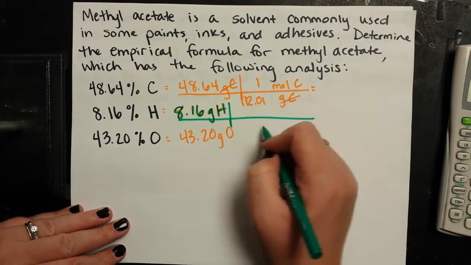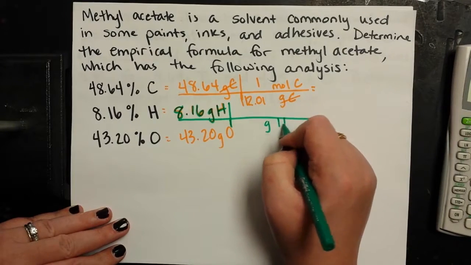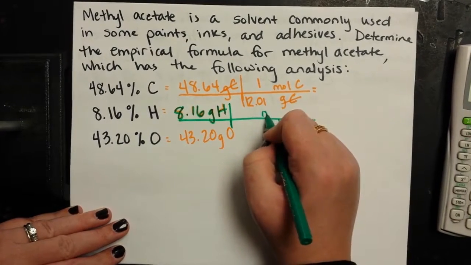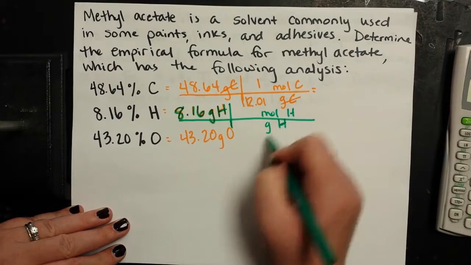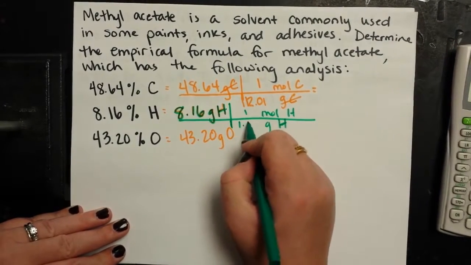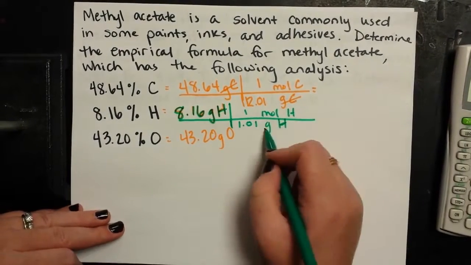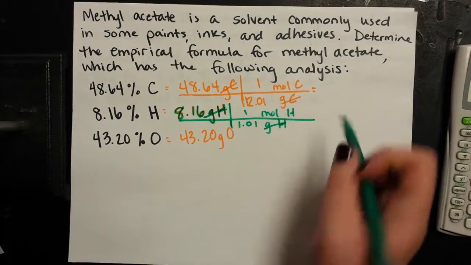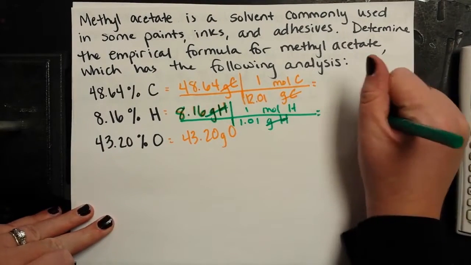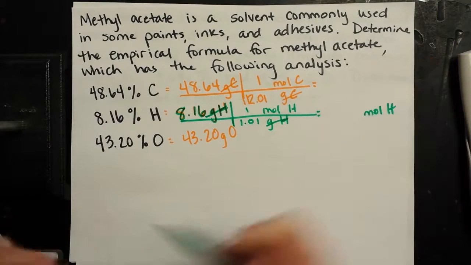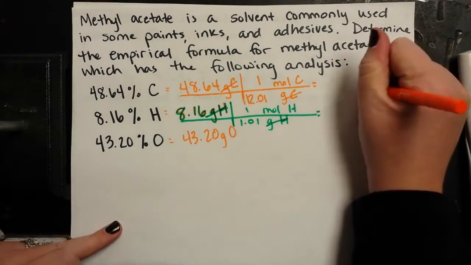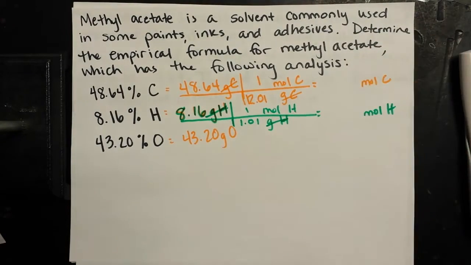To get out of grams of hydrogen, I want to divide by its molar mass again, just like I did up here. So grams of hydrogen on bottom, moles of hydrogen on top. I know that 1 mole of hydrogen weighs 1.01 grams. And that should give me moles of hydrogen, just like this should give me moles of carbon present in my sample.